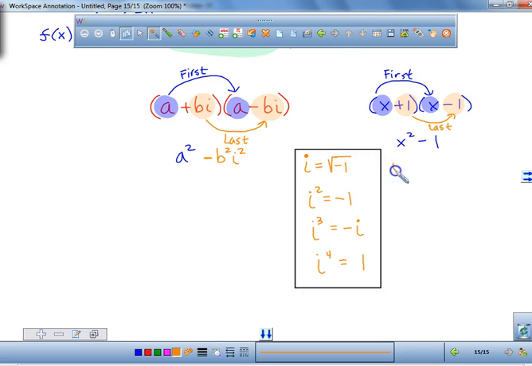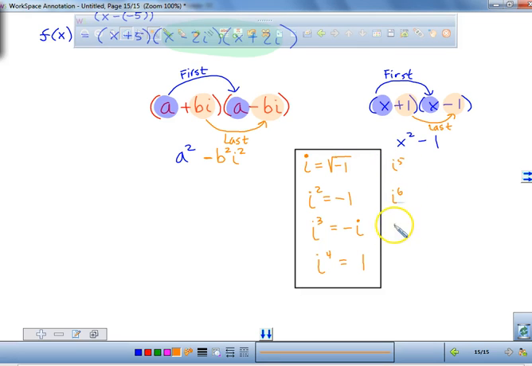So i to the fifth lines up here, i to the sixth here, i to the seventh, i to the eighth, and then it just keeps going. Okay? So as long as you know this pattern, you can figure out i to the 100 if you want to. Okay? Because it always repeats after the fourth one.